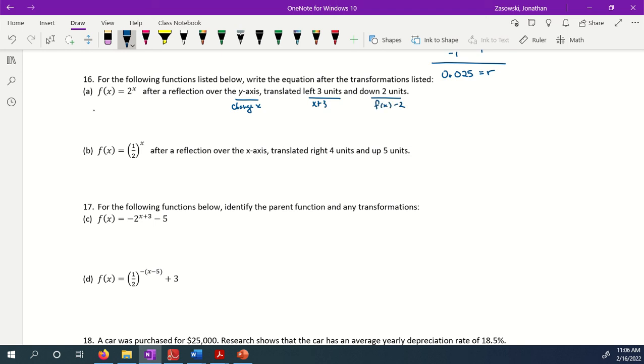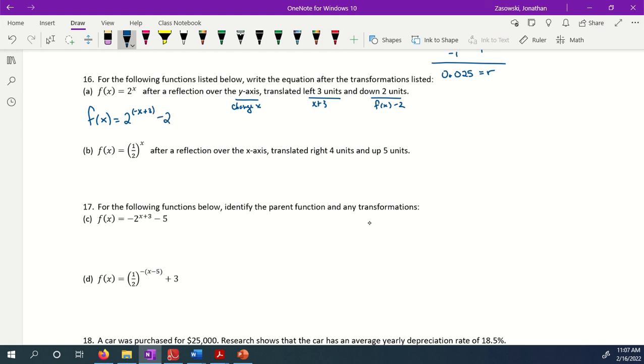So the function should be f of x equals, change the x, so it's 2 to the negative x. We add 3 to it to move left, plus 3. Okay, and then we go down 2.